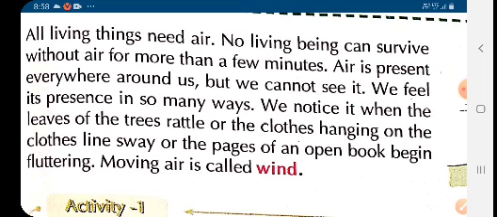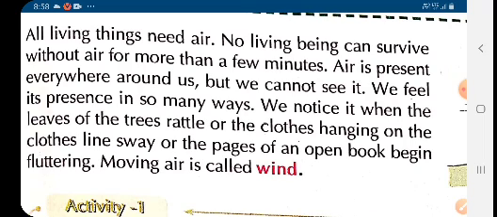Children, without air, we can't even speak, or we cannot even hear the noise. Children, if there is no air, you won't be able to get the fragrance of flowers. You won't be able to find out what your mother is preparing in the kitchen. So children, air is very important. In this chapter, we are reading the importance of air.